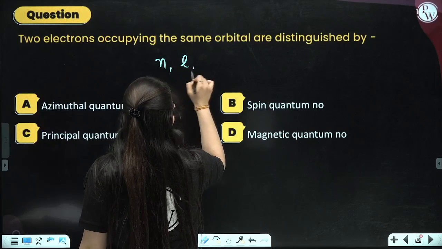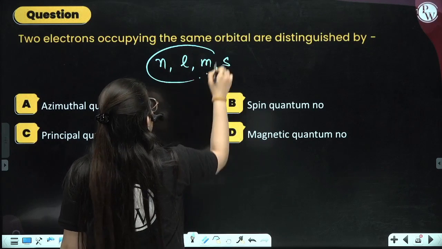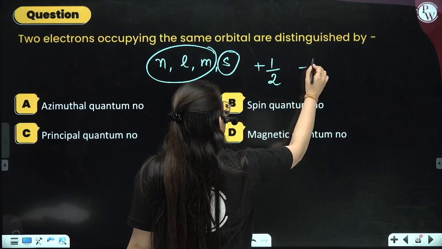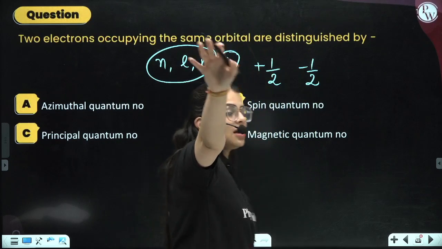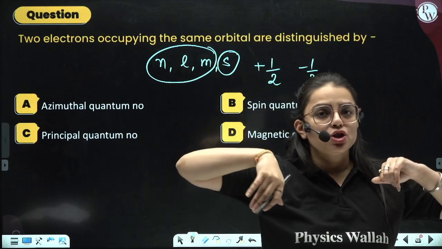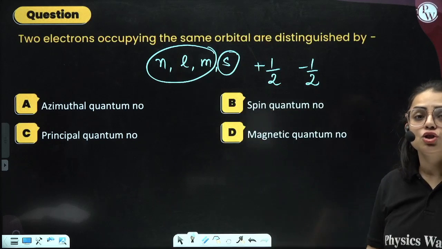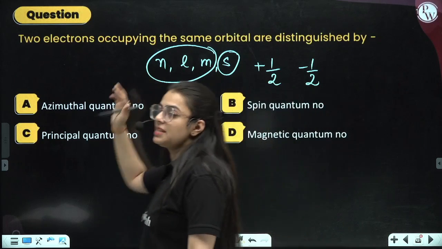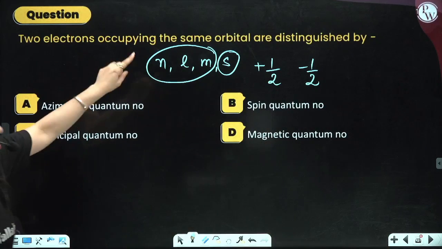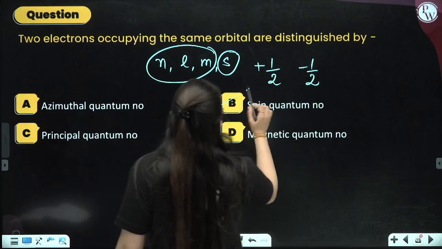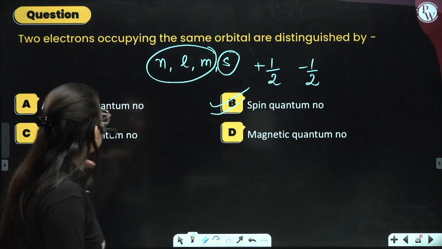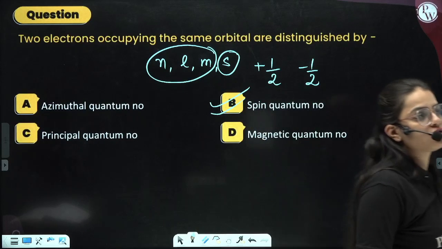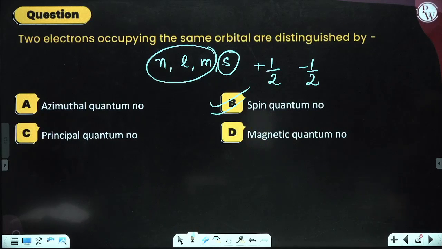n, l, m, s. They can be the same, but s can never be the same. Why? Because it can either be plus half or minus half. Now, what is this plus half, minus half? This is rotating in clockwise direction or rotating in anti-clockwise direction, right? So there can never be the same condition. Those 3 can be the same, but s cannot be the same when these 3 are the same. So spin quantum number is the one with the help of which we can distinguish 2 electrons. Is it clear to you people?